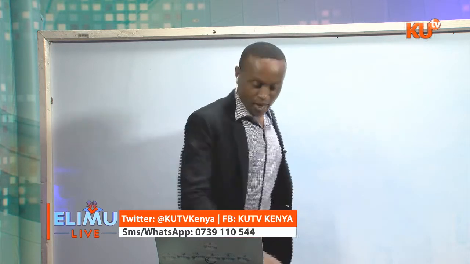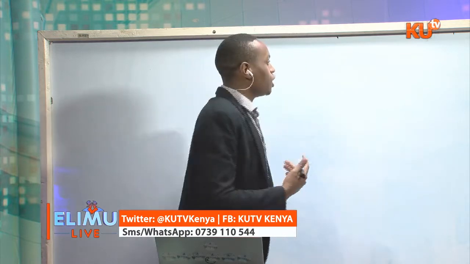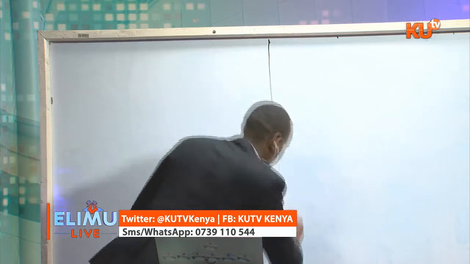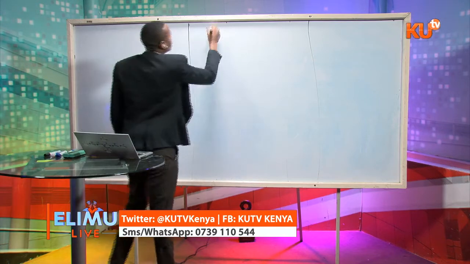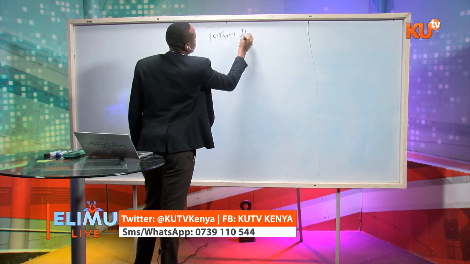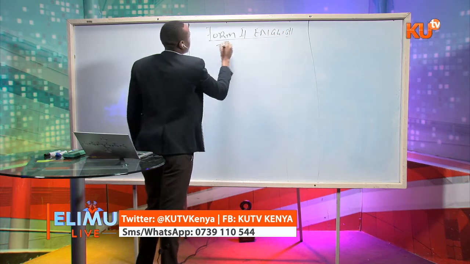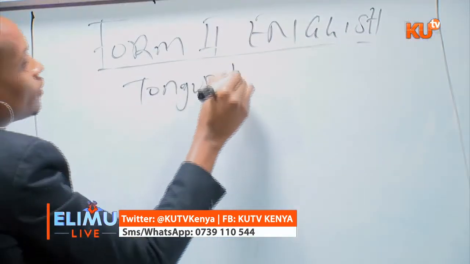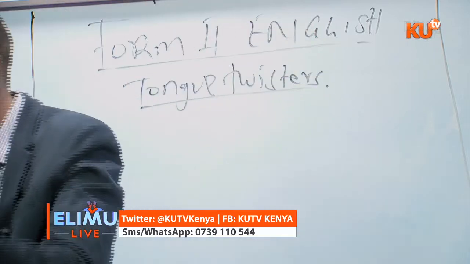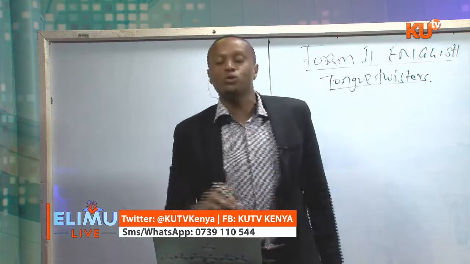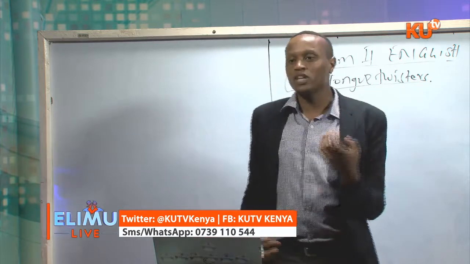So last time I was here we were looking at something we call the fables, which is one of the sub-genres of the oral literature. Today I want us to look at Form 2 work. We shall be looking at something called the tongue twisters. When we talk about tongue twisters, it is also one of the sub-genres of the oral literature, but it's normally tackled in Form 2. Maybe this is not a new term to you, so you should ask yourself, what is this we are calling a tongue twister?